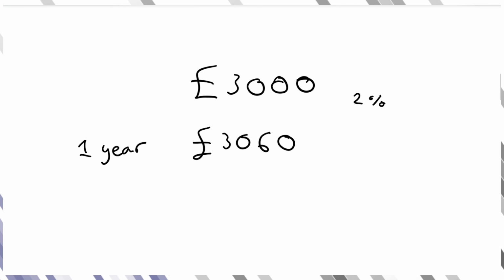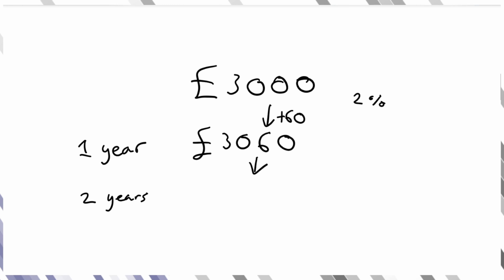Now the difference between simple interest and compound interest is on the second year. After 2 years, we would get 2% of £3,060 added on. So it wouldn't go up by 60 every year, because we get interest on the interest. We get 2% of the 60 added on to it as well. So it's not just plus 60, plus 60, plus 60 like it is in the first year. In the next year we're going to get 2% of £3,060 added on.